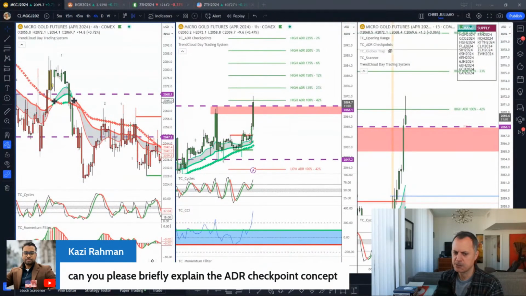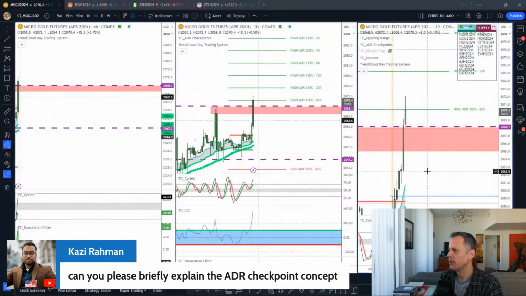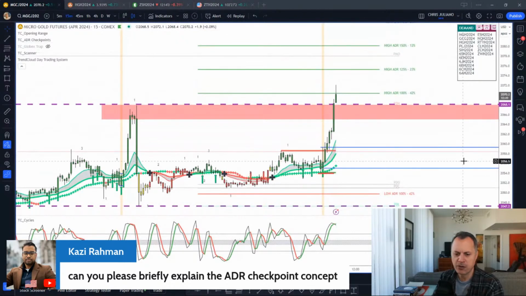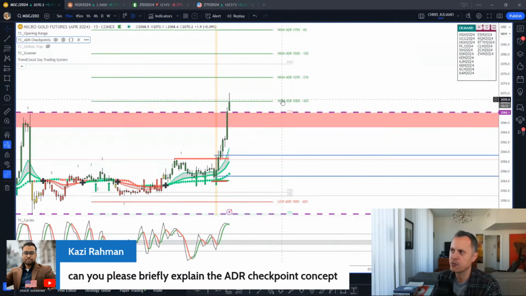ADR concept, yes. So ADR, average daily range, right? Every instrument moves a certain amount every day. And with the ADR checkpoints here, we can now say that gold has moved its average daily range, and here's 100% of it. This is 100%. It moved 100% of its average daily range.